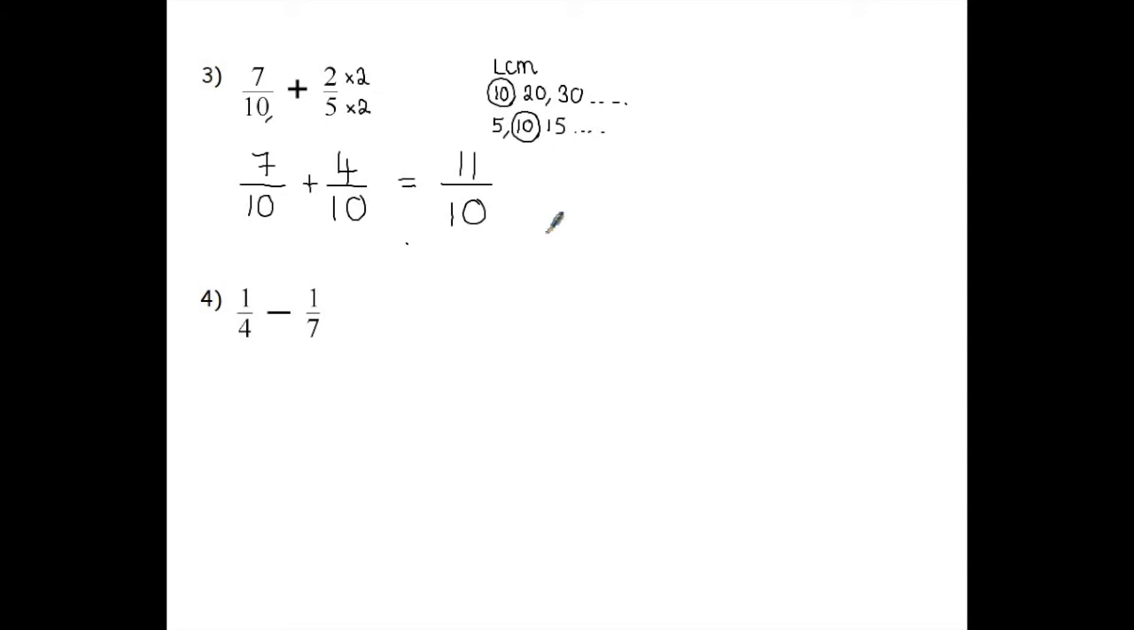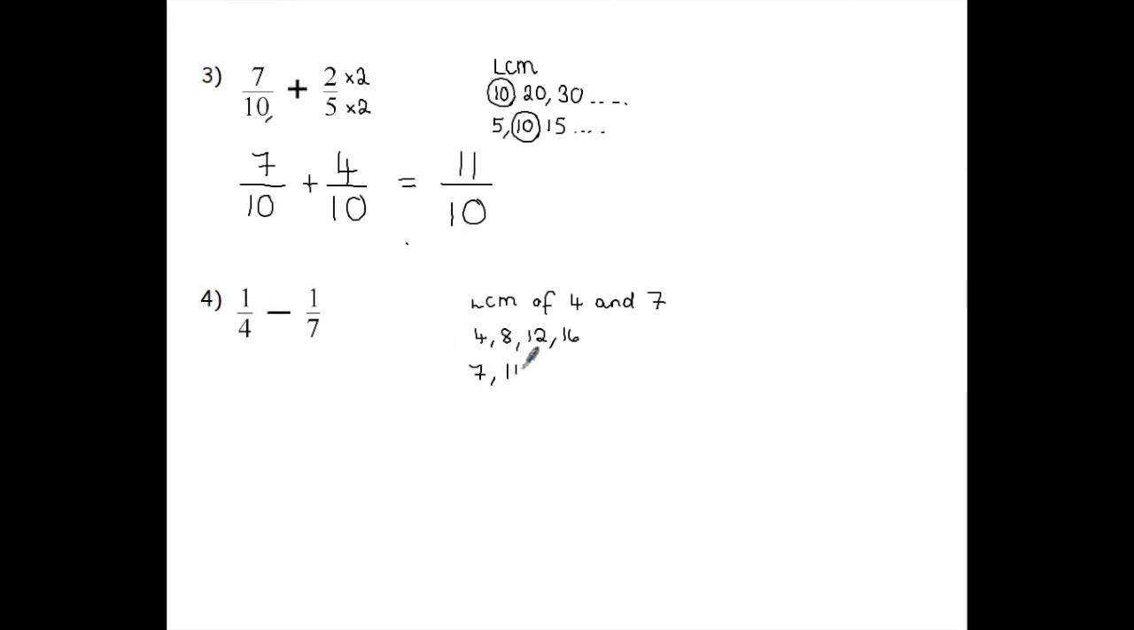Number 4 then, 1/4 take away 1/7. So again, look at the denominators first. You can see they are different. 4 and 7 are different, they are not the same. So we need to find the LCM of 4 and 7. So the lowest common multiple of 4 and 7. So the 4 times table first, list some of it. Okay, then list some of your 7s.